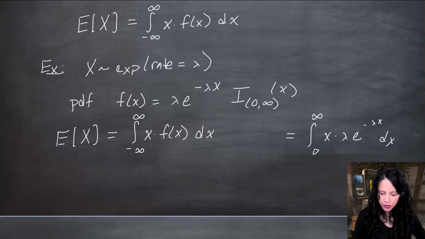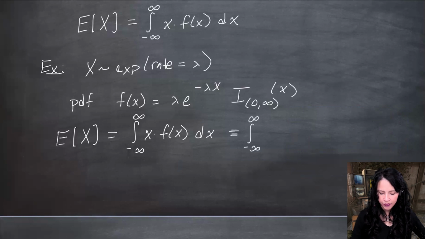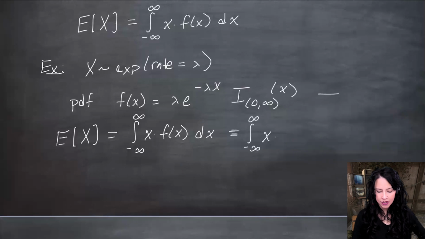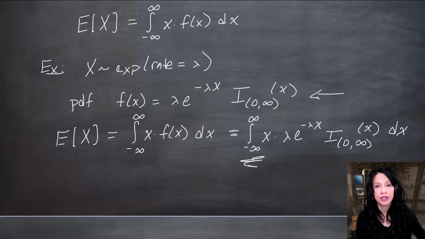But to keep working on getting comfortable with indicators, I am going to write this as the integral from minus infinity to infinity of x times this entire literal PDF. So a lambda e to the minus lambda x and an indicator that says that x goes from 0 to infinity, dx. And as we run over the different x's here, sometimes this indicator is 0 and sometimes it's 1. The indicator is 0 whenever these x's go from minus infinity up to 0.